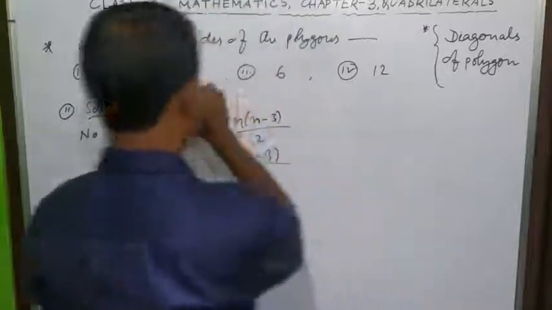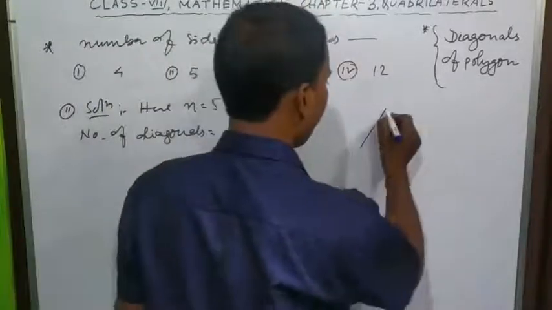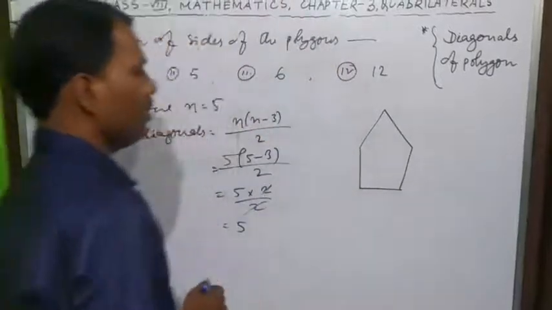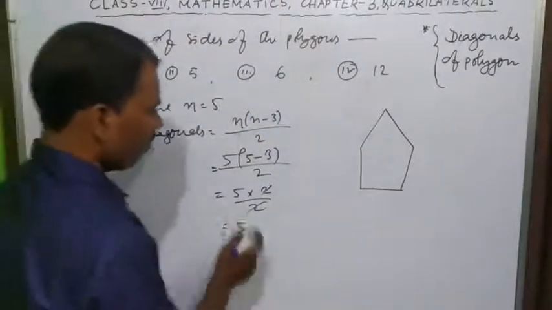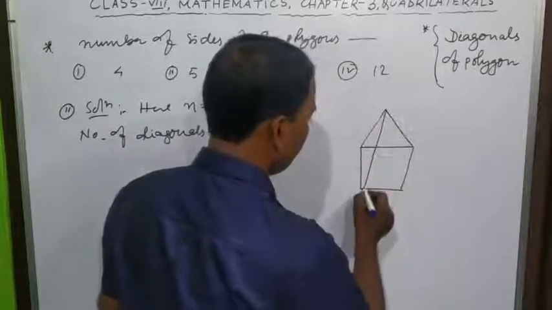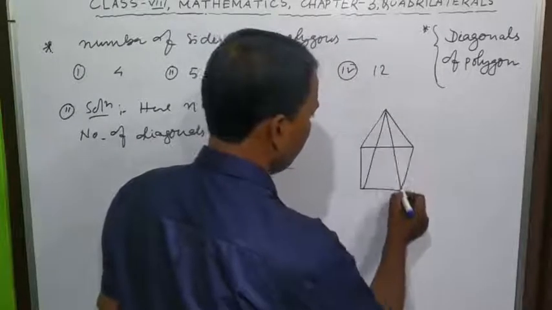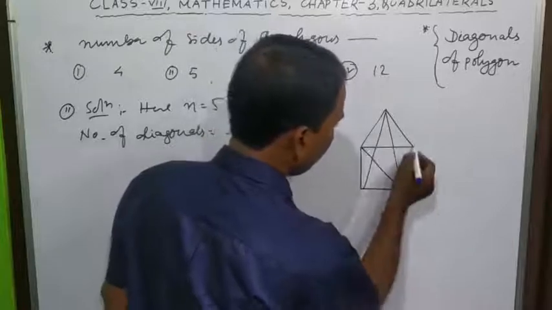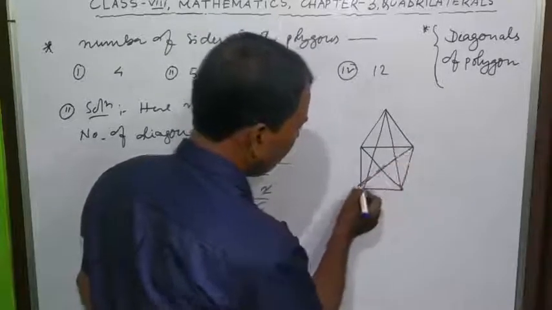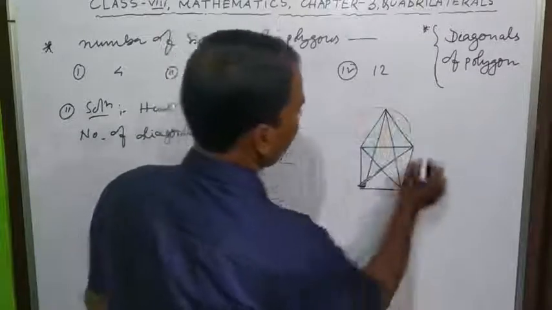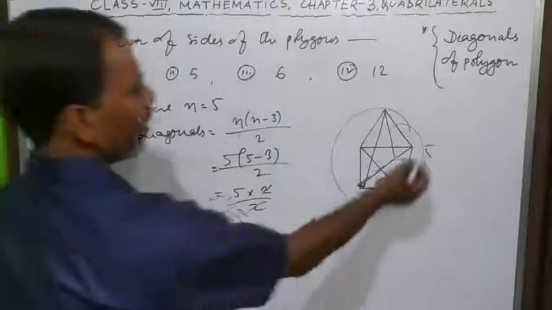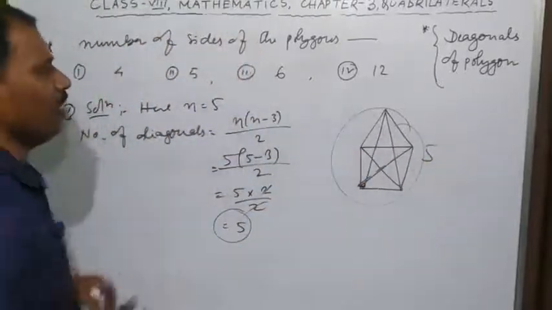Now, a polygon with 5 sides means a pentagon. Let us draw diagonals. 5 diagonals we must get. 1, this is 2, this is 3, this is 4, this is 5. You see? This is 5. So we have 5 diagonals here also. So our formula gives 5 diagonals, and manually also you get 5 diagonals. That means our formula is verified.